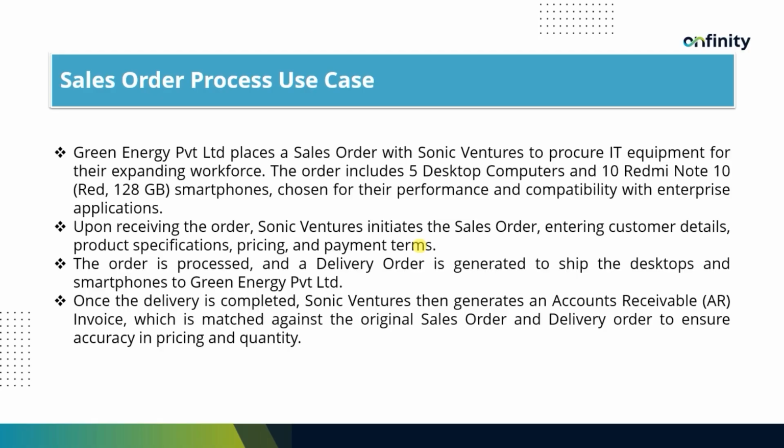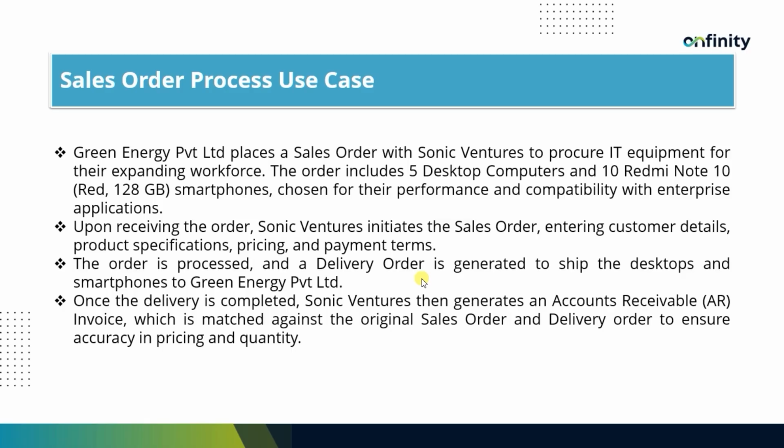This is the initial step in the sales process. The system captures all the essential details of the order, such as the products, quantity, and customer preferences. Upon receiving the order, Sonic Ventures initiates the sales order, entering customer details, product specifications, pricing, and payment terms. The order is processed, and a delivery order is generated to ship the desktops and smartphones to Green Energy Private Limited.